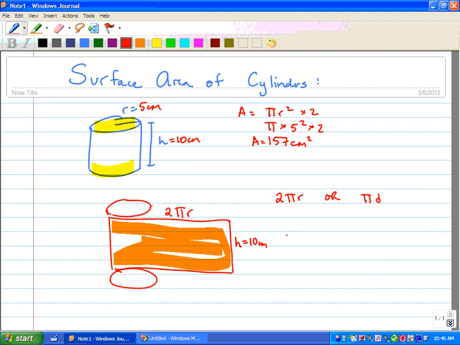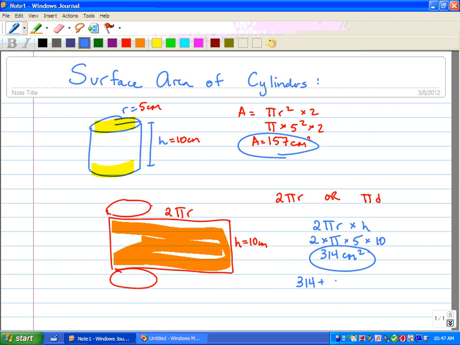All right, so let's check this out. So we're going to go 2 pi r times h, and we're going to get 2 times pi times 5 as our radius and times our height. And all together, if you multiply all those up, we're going to get 314 centimeters squared. Finally, to get the total surface area of our cylinder or can or toilet paper or whatever, we're going to add these two numbers up, 314 plus 157, and we get 471 centimeters squared.